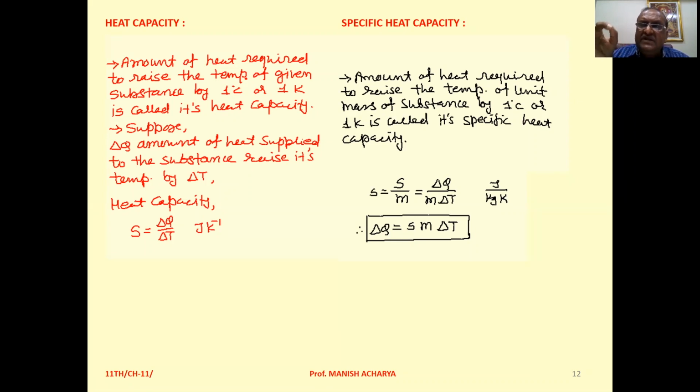Heat capacity of the copper coin is equal to this much. But when we represent specific heat capacity, it is not of the copper coin but of the copper itself. It is of the material. So we represent it like that: specific heat capacity of copper is this much. Clear to all of you?